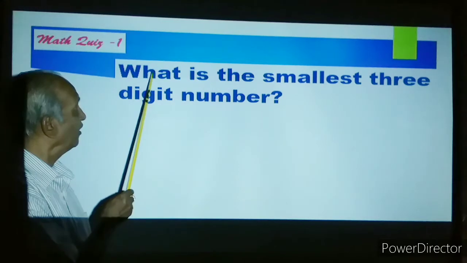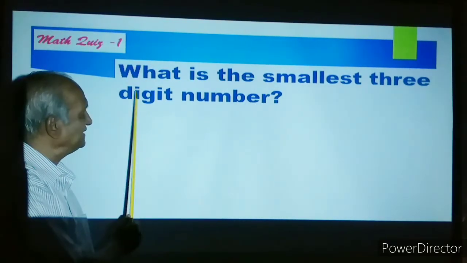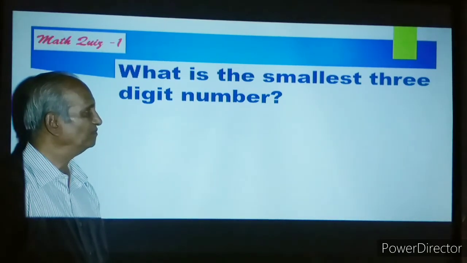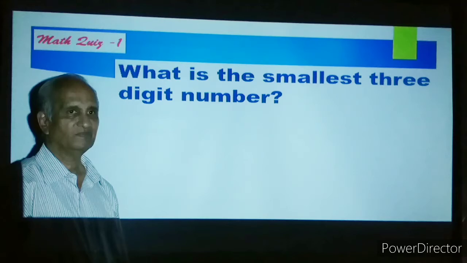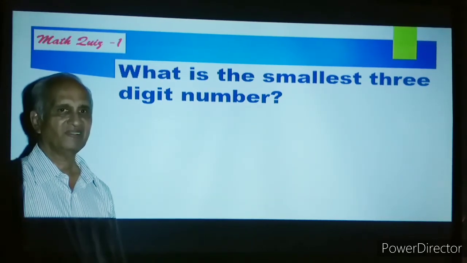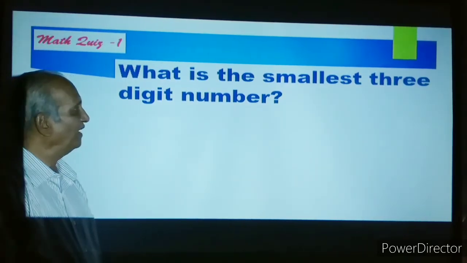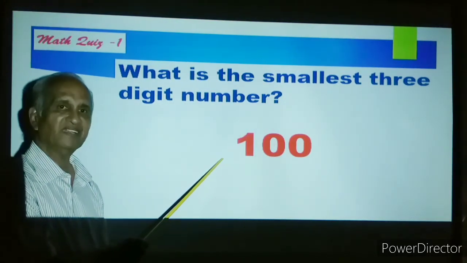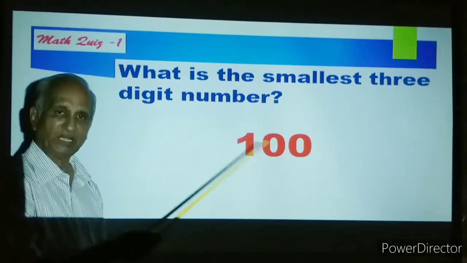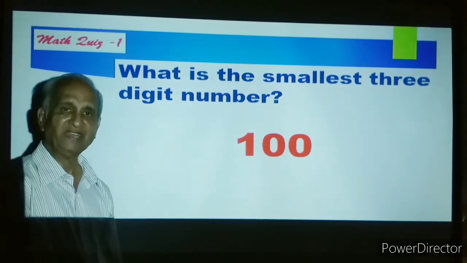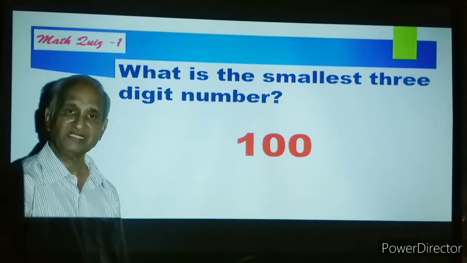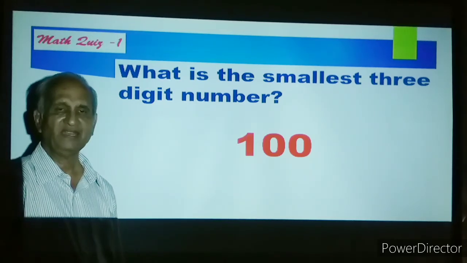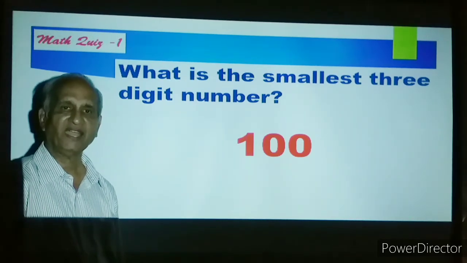Next question. What is the smallest 3-digit number? A very simple question. Hundred. 100 is the smallest 3-digit number. If you come down further, it is 99. It is the largest 2-digit number. So the smallest 3-digit number in arithmetic is 100.